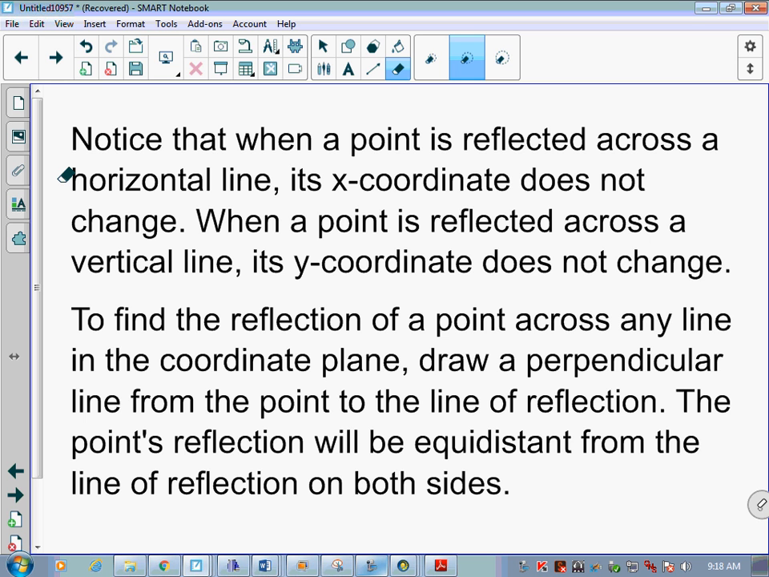Notice, and we'll pull this up so that we can see it, when a point is reflected across a horizontal line, its x-coordinate does not change. When a point is reflected across a vertical line, a lot like the y-axis, its y-coordinate doesn't change. To find the reflection of a point across any line in the coordinate plane, we draw a perpendicular line from the point to the line of reflection. The point's reflection will be equidistant from the line of reflection on both sides.